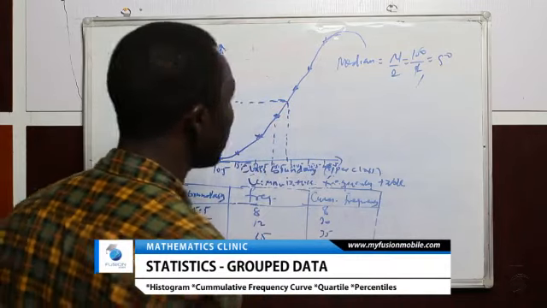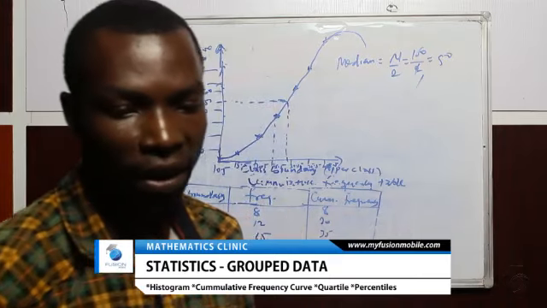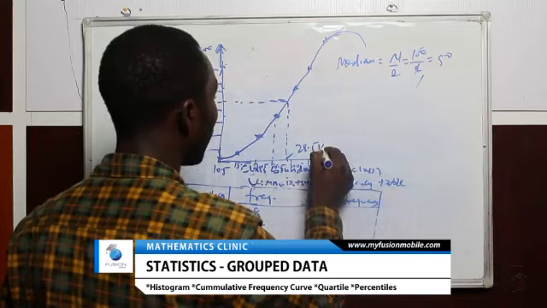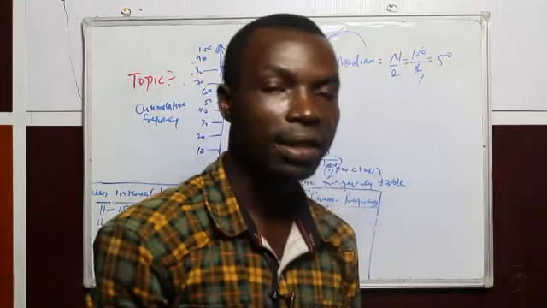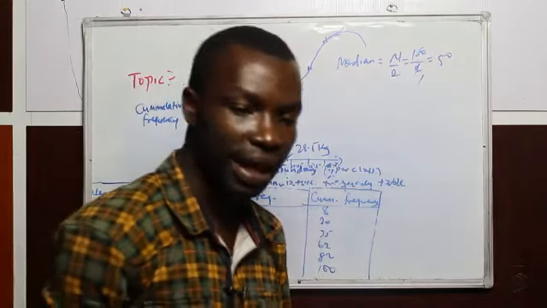Any number that falls there is the 50th percentile. Where it lies is the 50th percentile, and that 50th percentile is 28.5 kg. 28.5 kg is the 50th percentile. Check your graph very well where it lies.